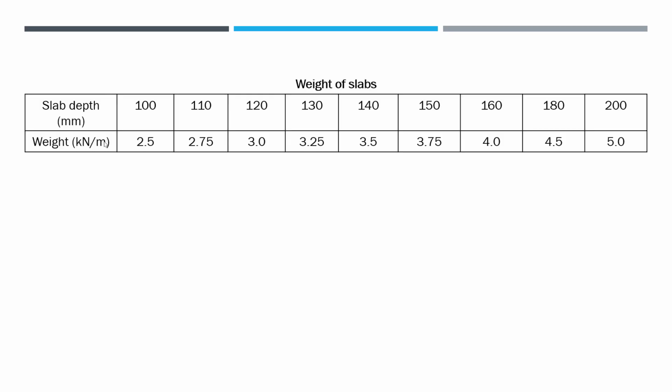Weight of members of common sizes are tabulated below. These are the most common depths for slab. Like for slab of 100 mm depth, the approximate weight is 2.5 kilonewtons per meter square. For 150 mm it's 3.75 kilonewtons per meter square. The weight of slab is calculated using the same expression of 25D, where D is depth of slab, which is to be taken in meters.